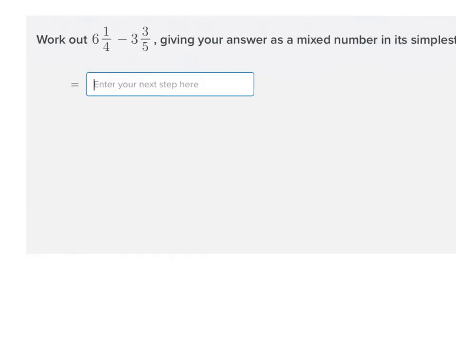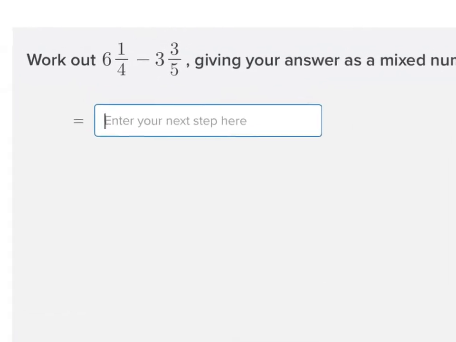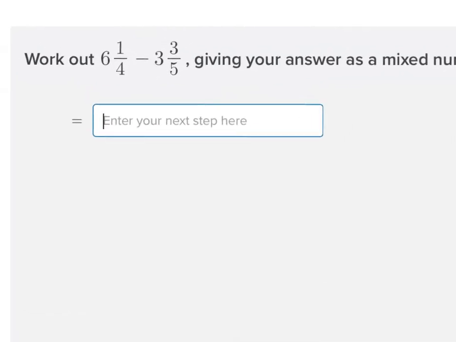Now, when I'm subtracting my mixed numbers, it's easier if you make both improper first. So remember, to make them improper, I do 4 times 6, which equals 24, and then I do 24 plus 1, 25/4. I'm going to do the same for the other side. 5 times 3 is 15. 15 plus 3 is 18.